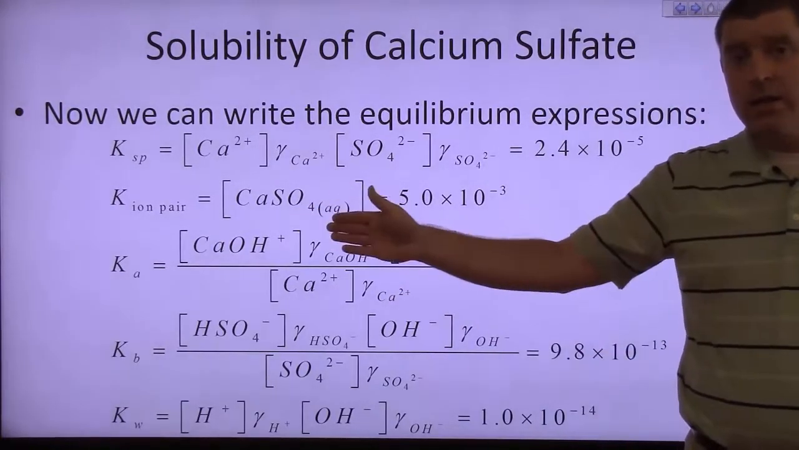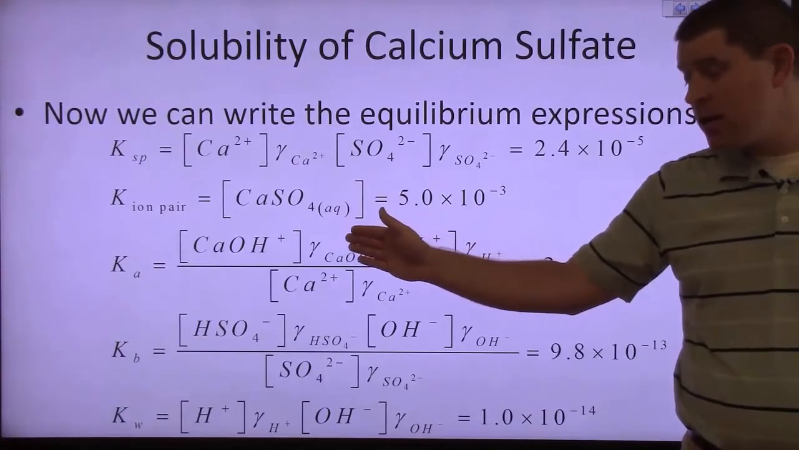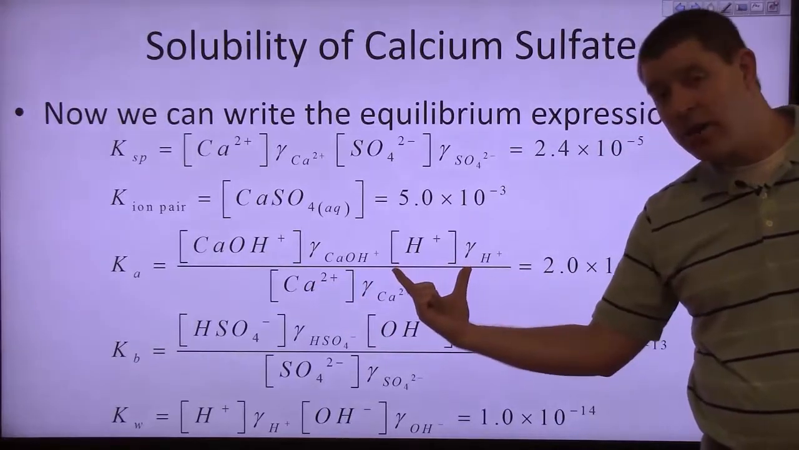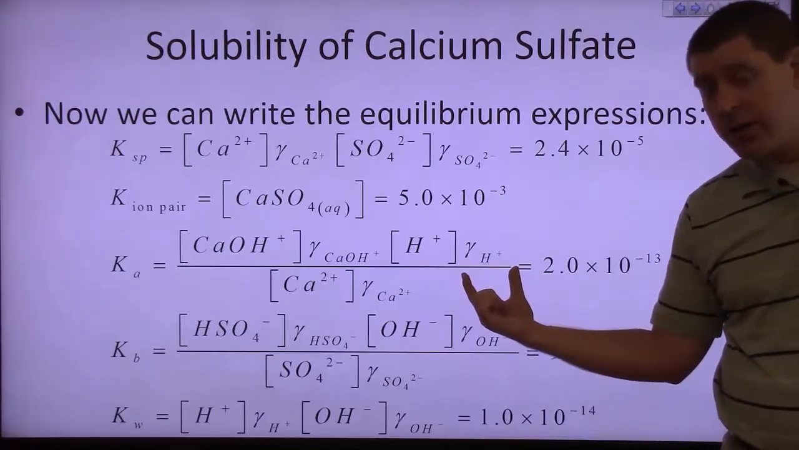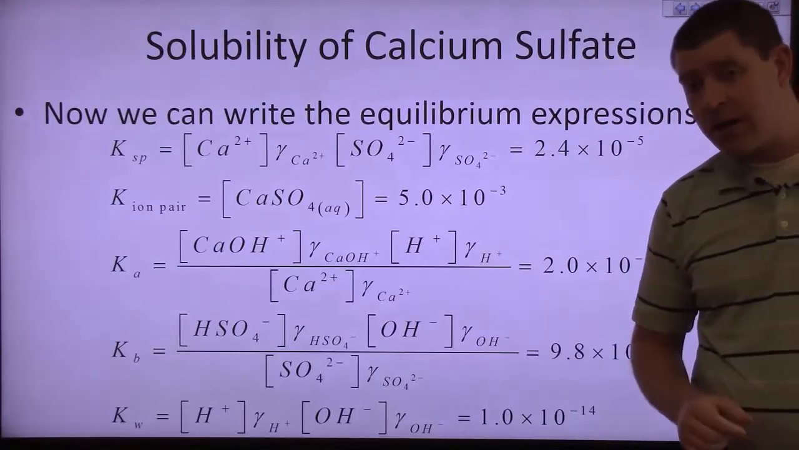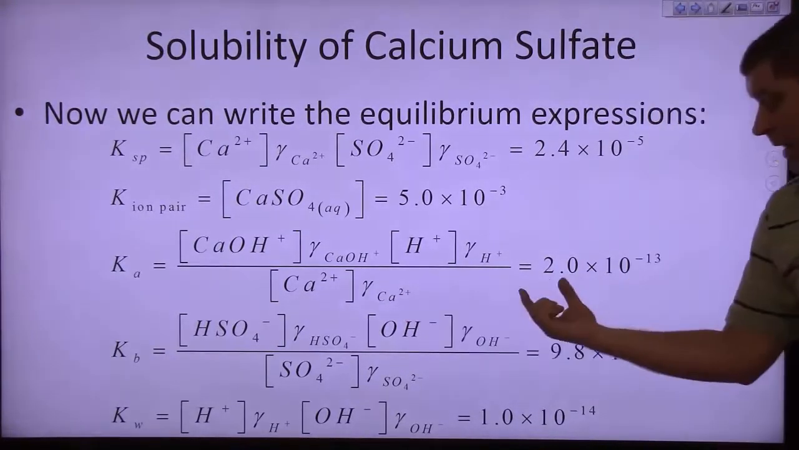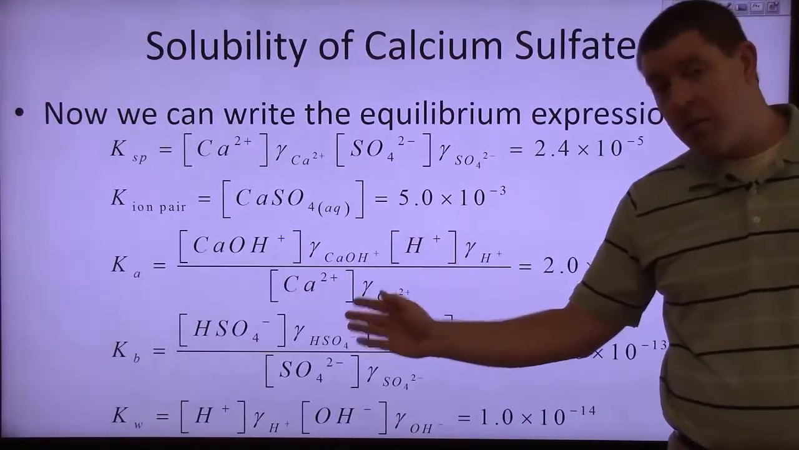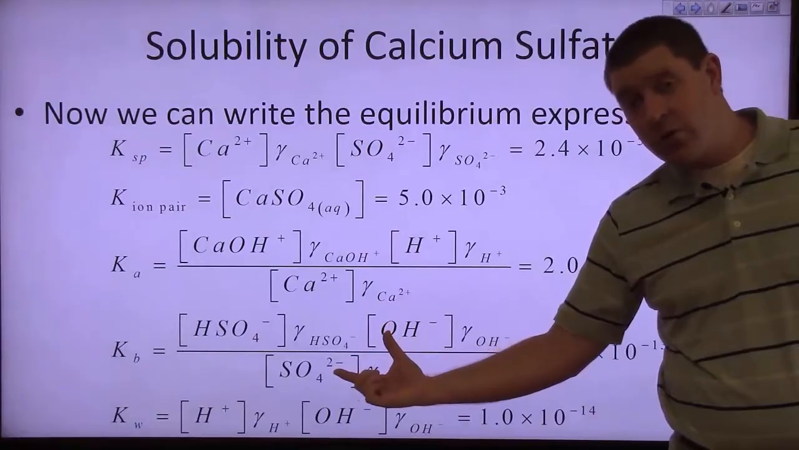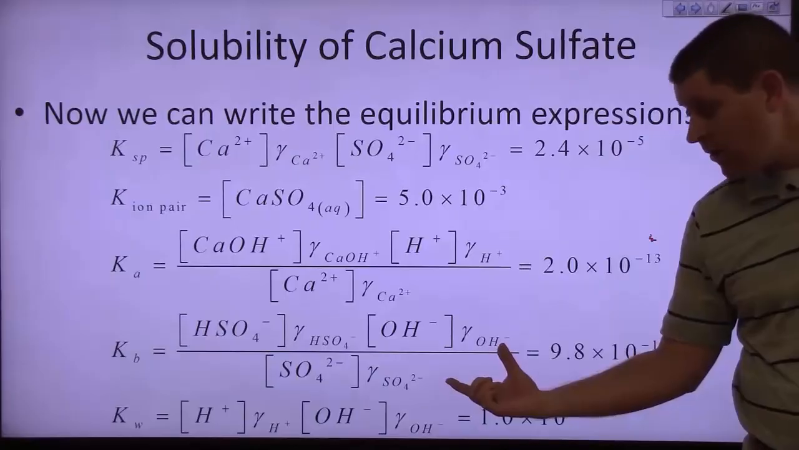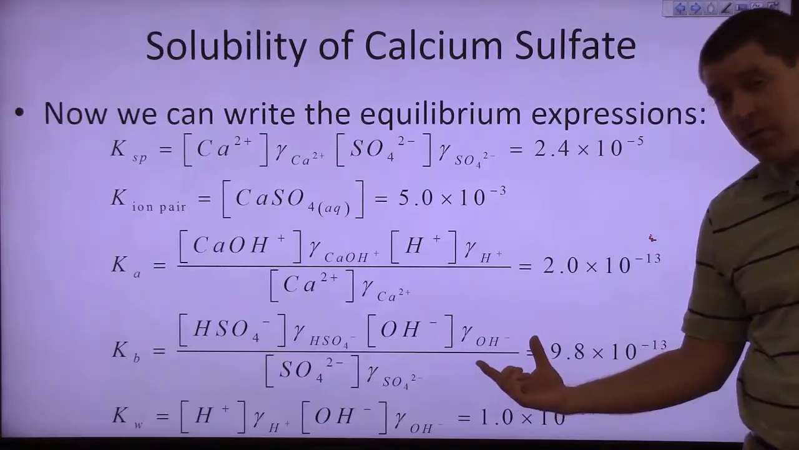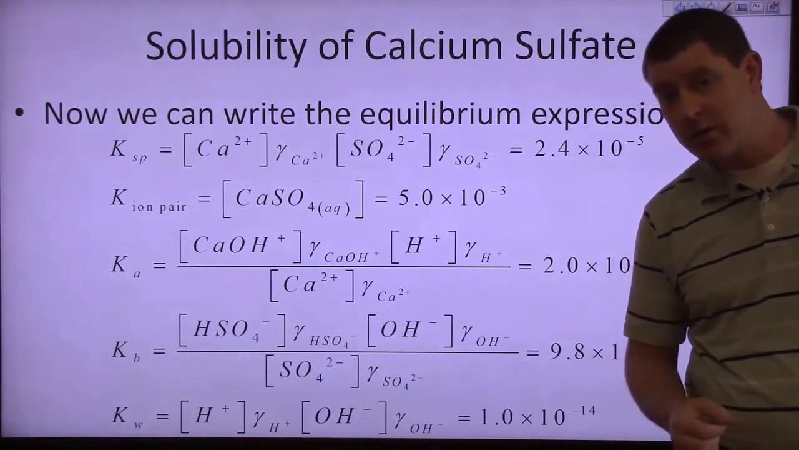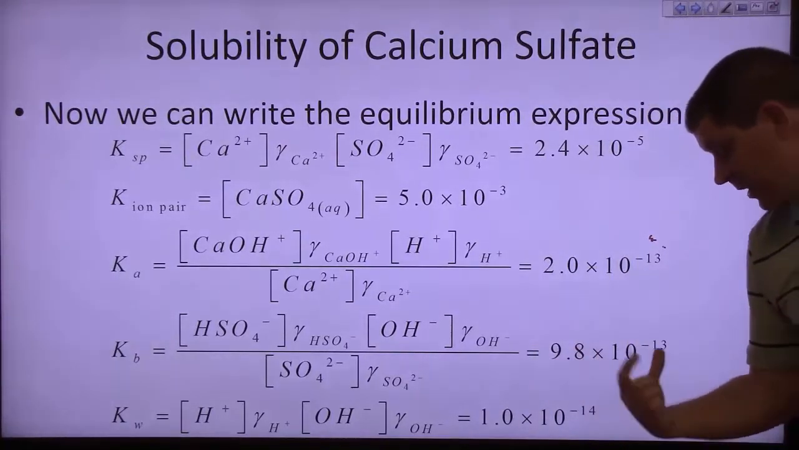We have our Ka, which is equal to the concentration of our calcium hydroxide complex times the activity coefficient for our calcium hydroxide complex times the hydrogen ion concentration times the activity of our hydrogen ion divided by our calcium ion concentration times its activity coefficient, and that equals 2.0 times 10 to the minus 13. We've got our Kb, which is equal to the concentration of our monohydrogen sulfate times the activity coefficient for our monohydrogen sulfate times the concentration of our hydroxide times the activity coefficient for our hydroxide divided by the sulfate ion concentration times the activity coefficient for sulfate ion, and that then equals 9.8 times 10 to the minus 13.